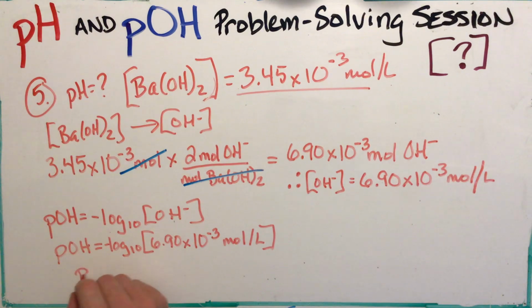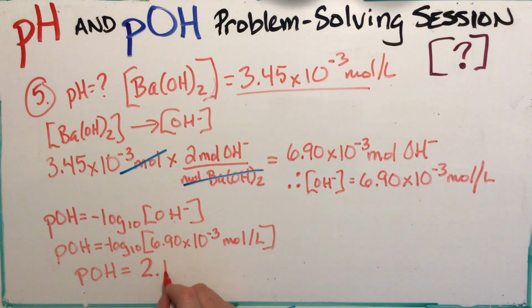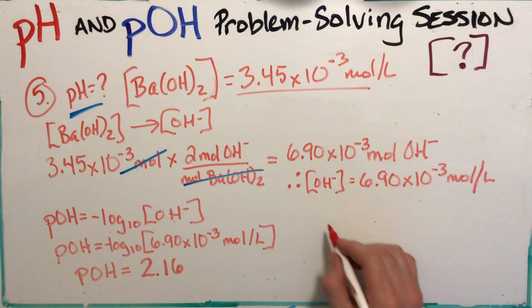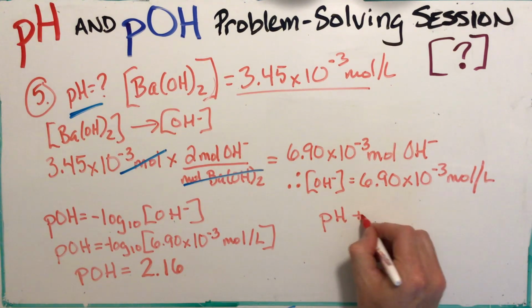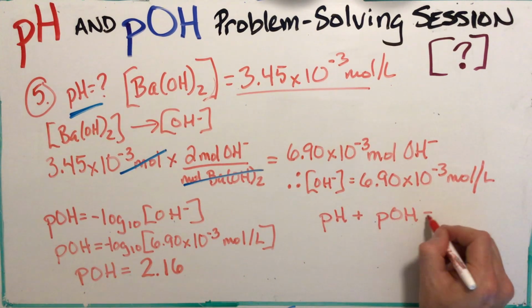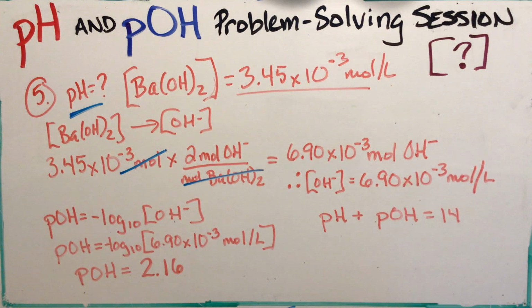And my pOH, come on red marker, I just need you for a couple more seconds. My pOH is equal to 2.16. The question asked for pH. So now I take this value, and I'll put it here. I normally put it under here, but I know that if I have the pOH, I can figure out the pH. Because pH plus pOH is equal to 14.